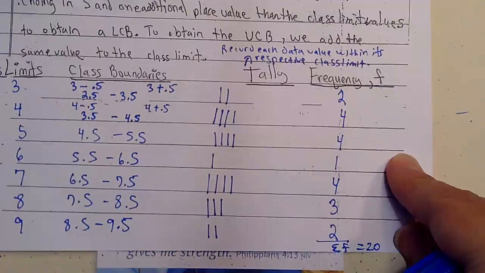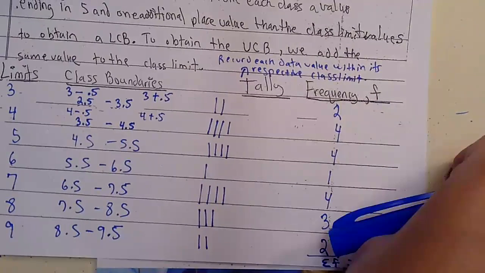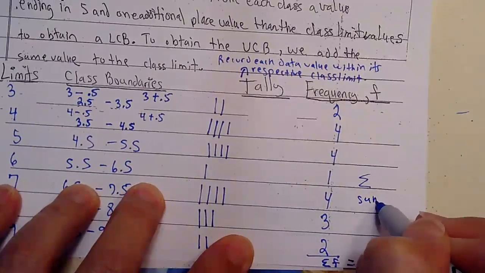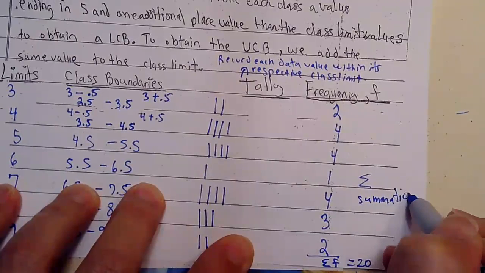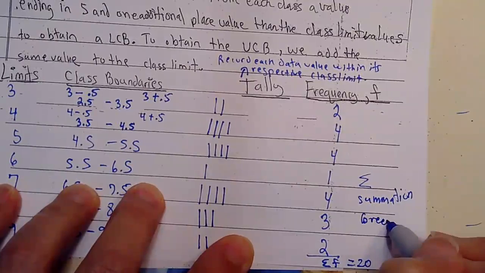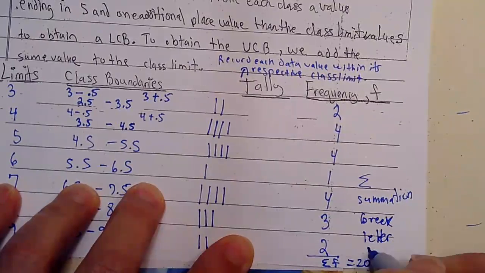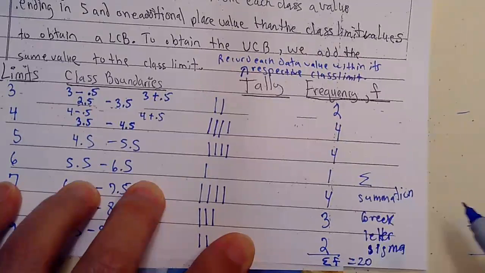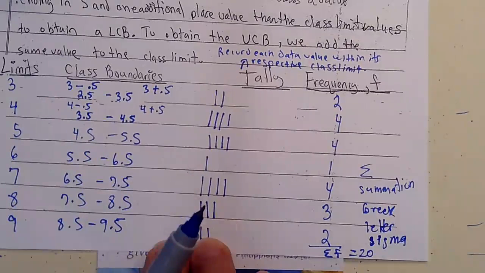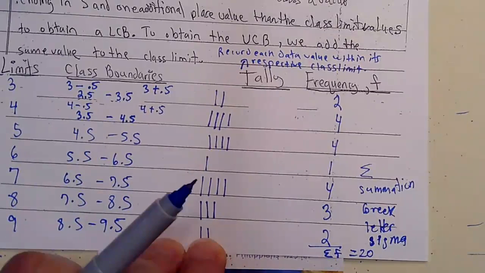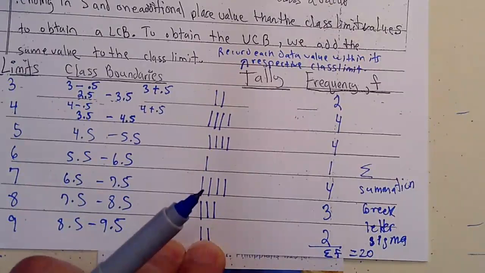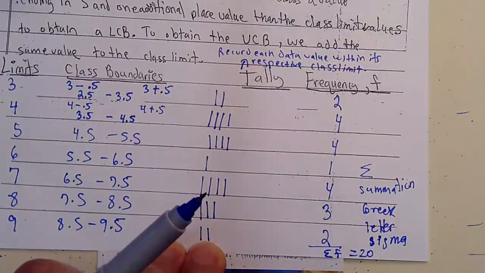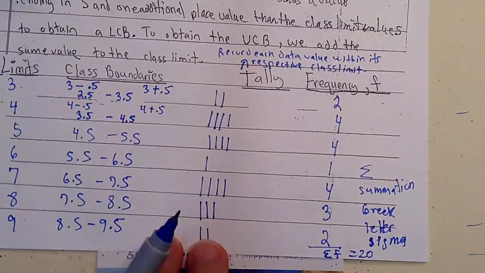Okay, summation of F, okay? This is called summation, which is a Greek letter sigma. Later on in chapter 3, there's a handout that you can print, a PDF of all the Greek letters of the alphabet, because you're going to use that quite a bit in chapter 3, but that's the Greek letter sigma.